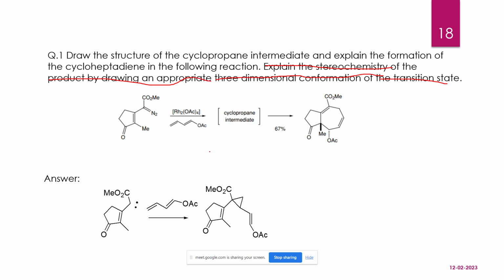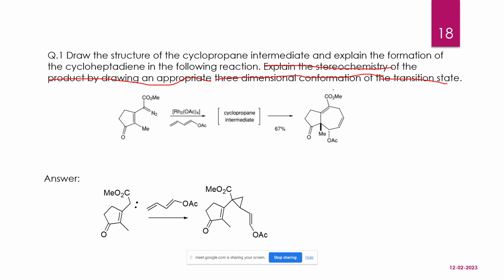So what is happening here? By the reaction of the rhodium(II) catalyst, we will get a carbene system, and this carbene will add to one of these double bonds. Which double bond will it add to? Because this is electron withdrawing and this is electron donating, it will add to this double bond, giving us this type of cyclopropane, and we are getting this product.